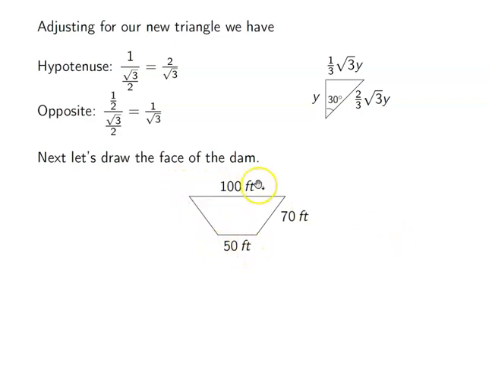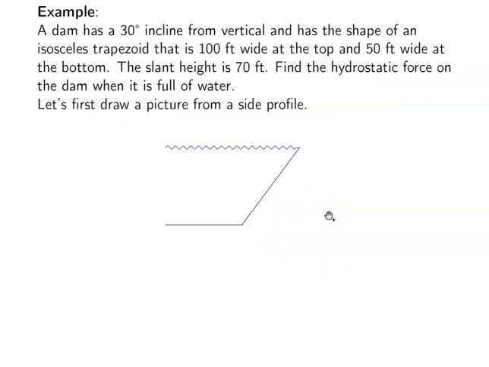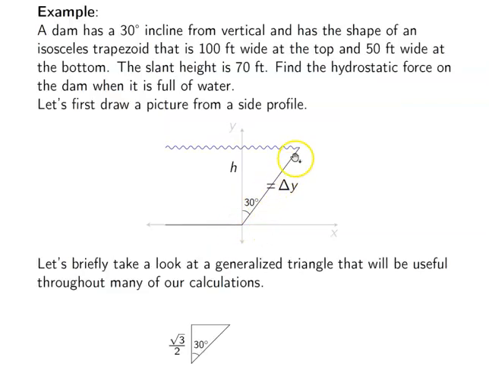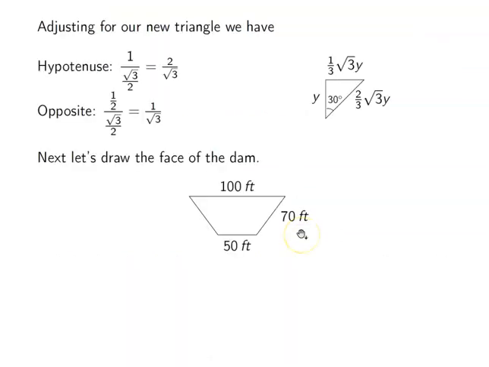Okay, we have 50, we have 100, and the slant length is 70 feet. So the slant height is 70. I want to know the length of the dam from the bottom to the top of the water. So how far is this, basically? I want to know what this length is. It's going to be useful for my calculations. So that's what L would be.